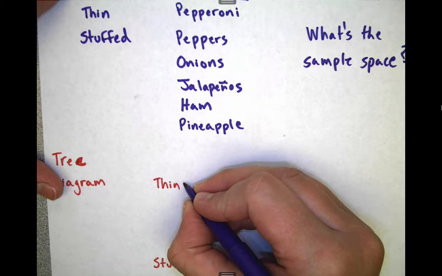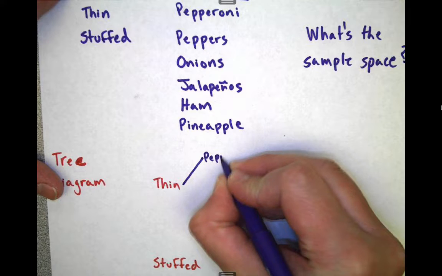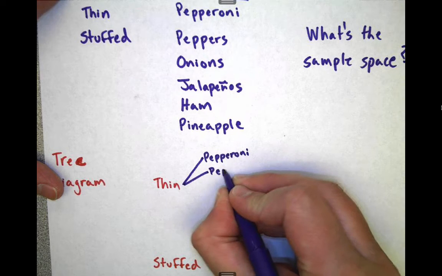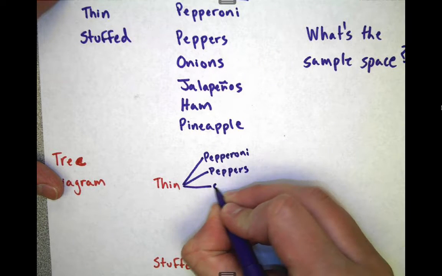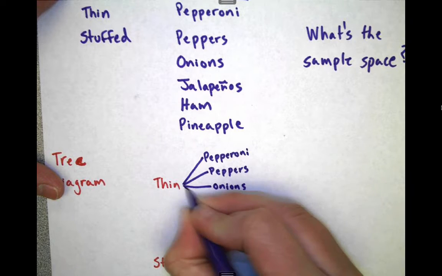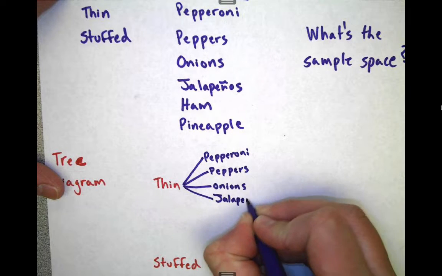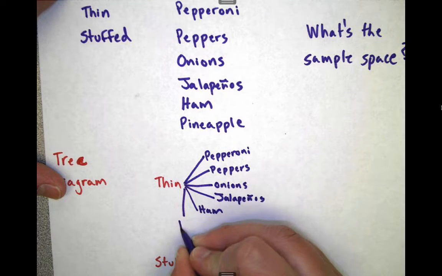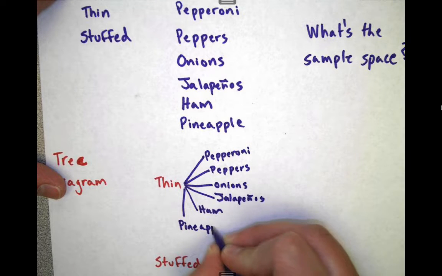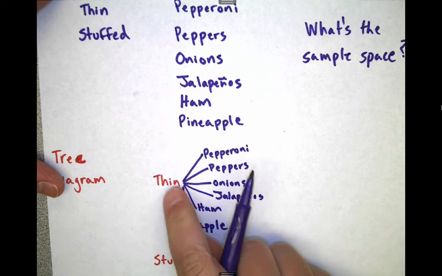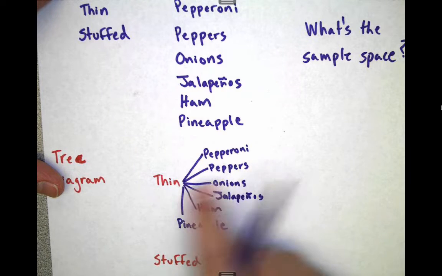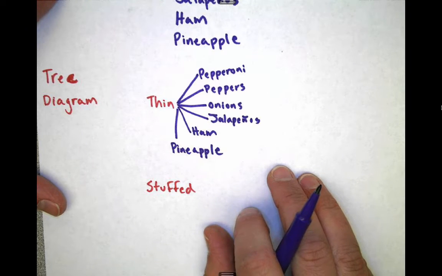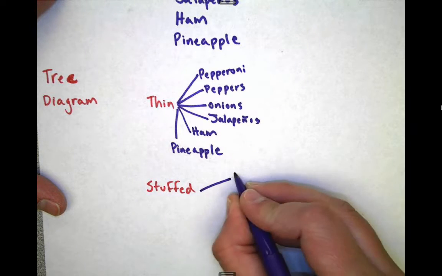So for a thin crust, you could get the pepperoni. I'll draw my tree branch. You could get peppers. You could go for onions. You could do the jalapenos. You could do the ham or the pineapple. Do you see why this is called a tree diagram? It looks like branches coming off of a tree. So you could do thin crust pepperoni, thin with peppers, thin with onions, thin with jalapenos, thin with ham, or thin with pineapple. Or you could be like, no, I'm going to do stuffed crust with pepperoni.